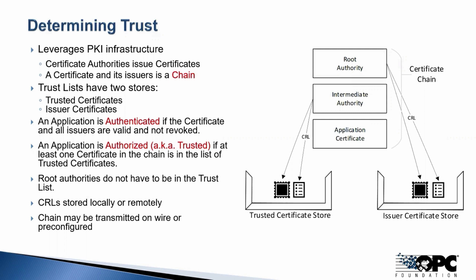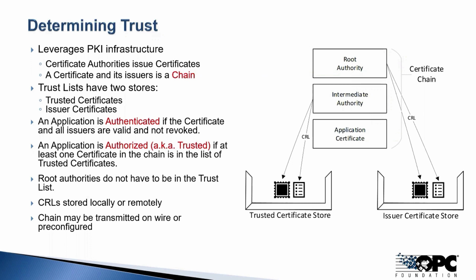When you are authenticating a certificate, or validating a certificate, which is another term that we use, you have to get the chain, which is basically the link from the application certificate through each of the certificate authorities back to a root. And that's called a chain.